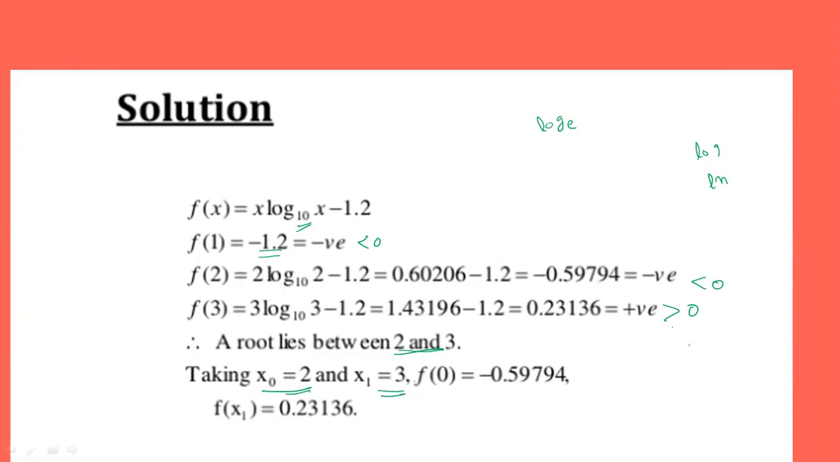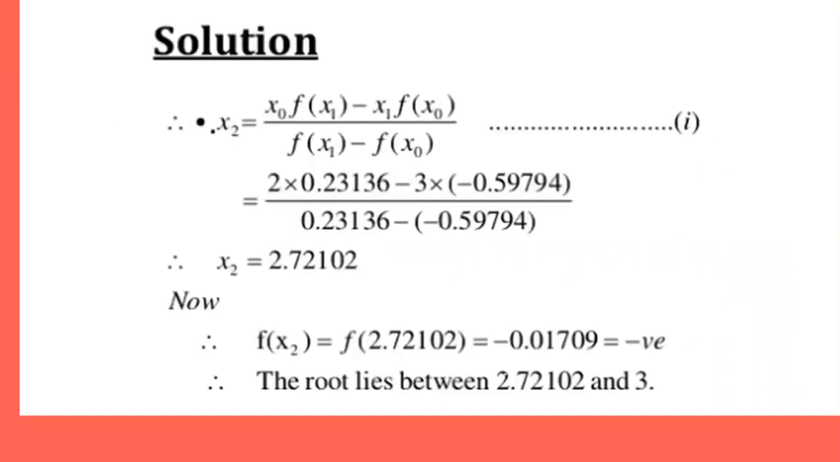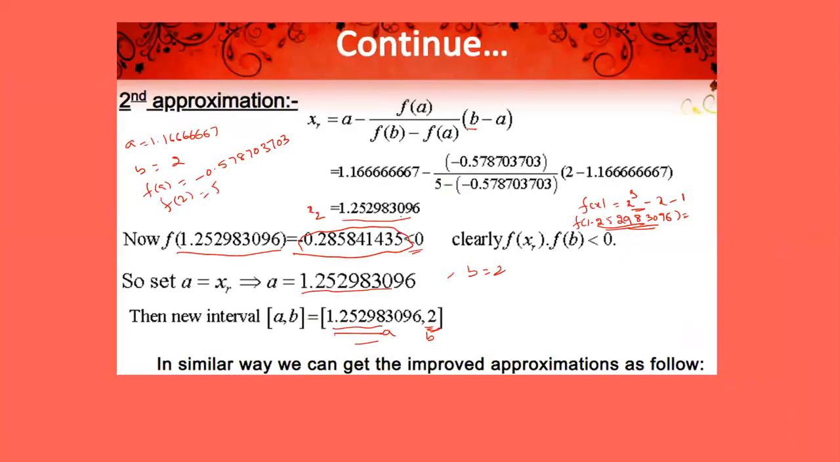And your f of 2 is minus 0.5974, and your f of 3 is 0.23136. That is f of 2 and this is f of 3. Okay. Now x2 is equal to x0 into f of x1 minus x1 into f of x0, just like the secant method. This formula and the previous formula are both the same. If you simplify it, you will get the same formula only. Don't think it is a different formula.